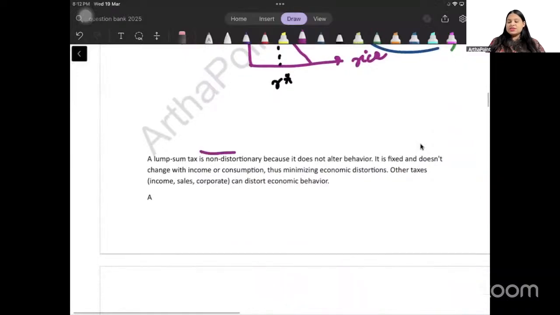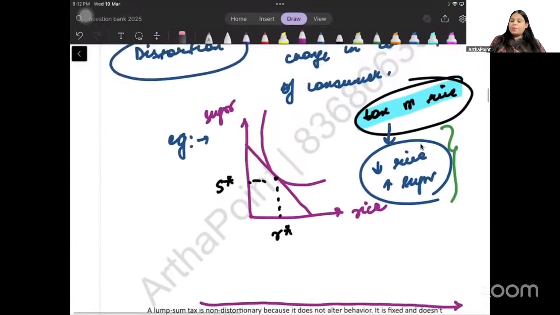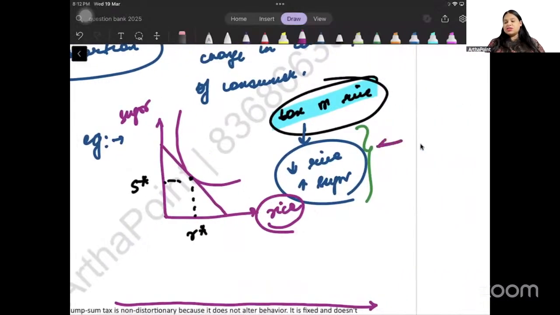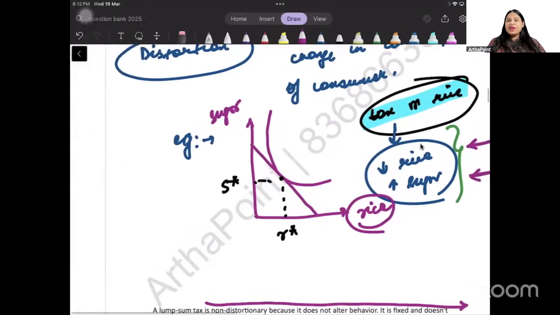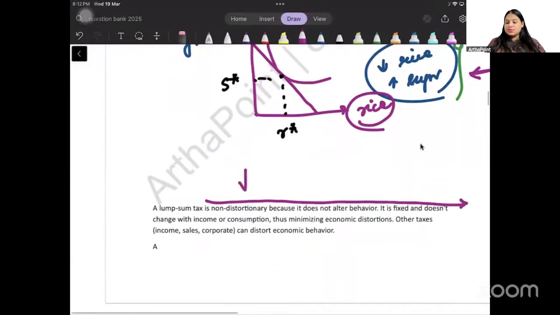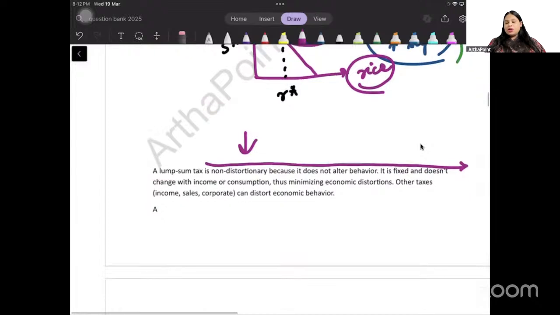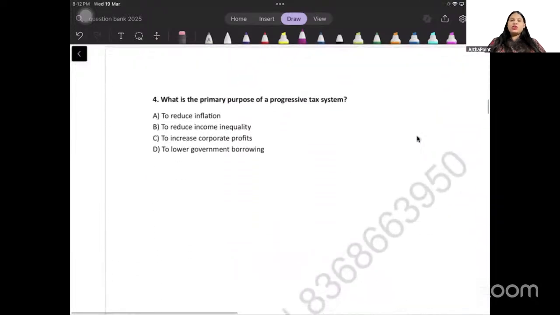A lump sum tax is non-distortionary because it does not alter the behavior. ठीक है, जब हम एक गुड पे टैक्स करते हैं जैसे राइस पे, तो मेरा बिहेवियर ऑल्टर होगा. आई विल रिड्यूस द कंजम्पशन ऑफ राइस, इंक्रीज शुगर एंड सो ऑन एंड सो फोर्थ. But when we go ahead and when we put a lump sum tax, then it cannot go ahead and distort the behavior of the consumer. Okay. ठीक है बेटा, क्वेश्चन नंबर 4. Try to do question number 4 now.